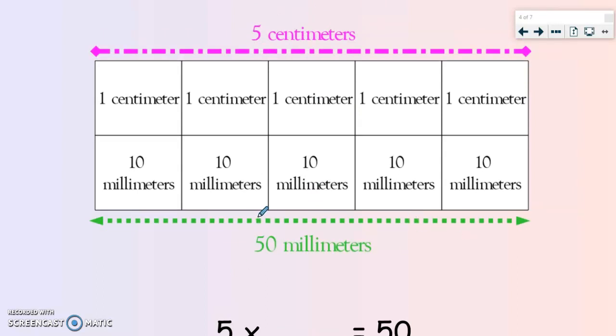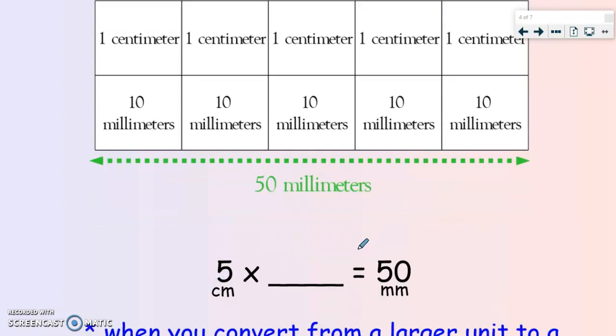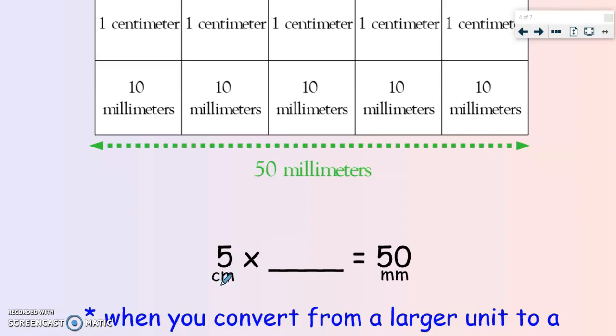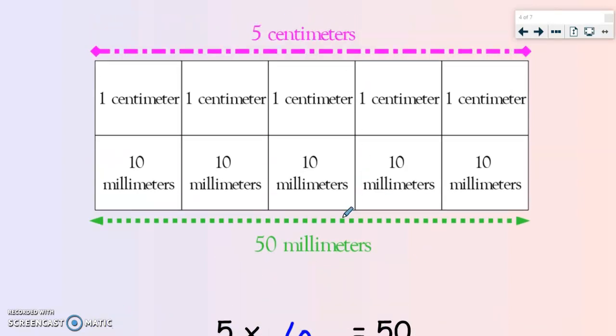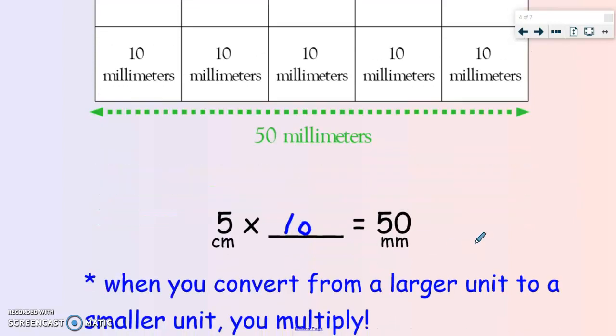And there's a couple different ways you can get that. You could just add the tens over and over again. You could skip count. Or an easier method is to multiply. And so remember, if I'm going from centimeters to millimeters, that magic number I'm going to multiply by is 10, because 10 millimeters, that's what the mm stands for, make up 1 centimeter, or cm. So 5 times 10 is 50. And as you can see, that's how we get our millimeters.